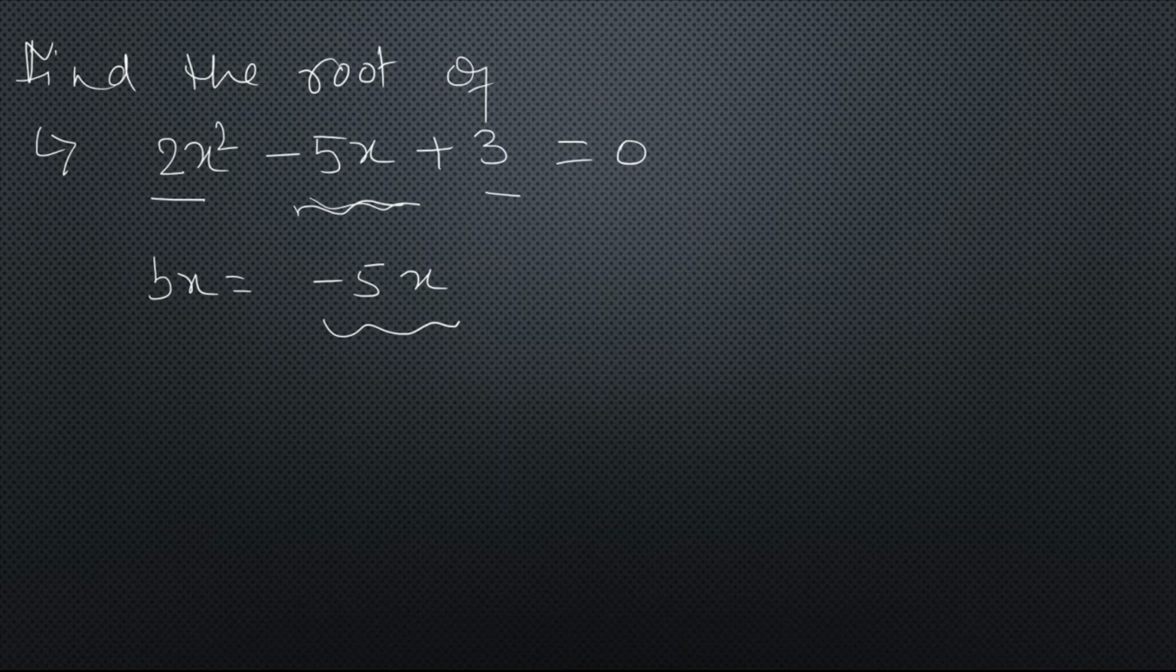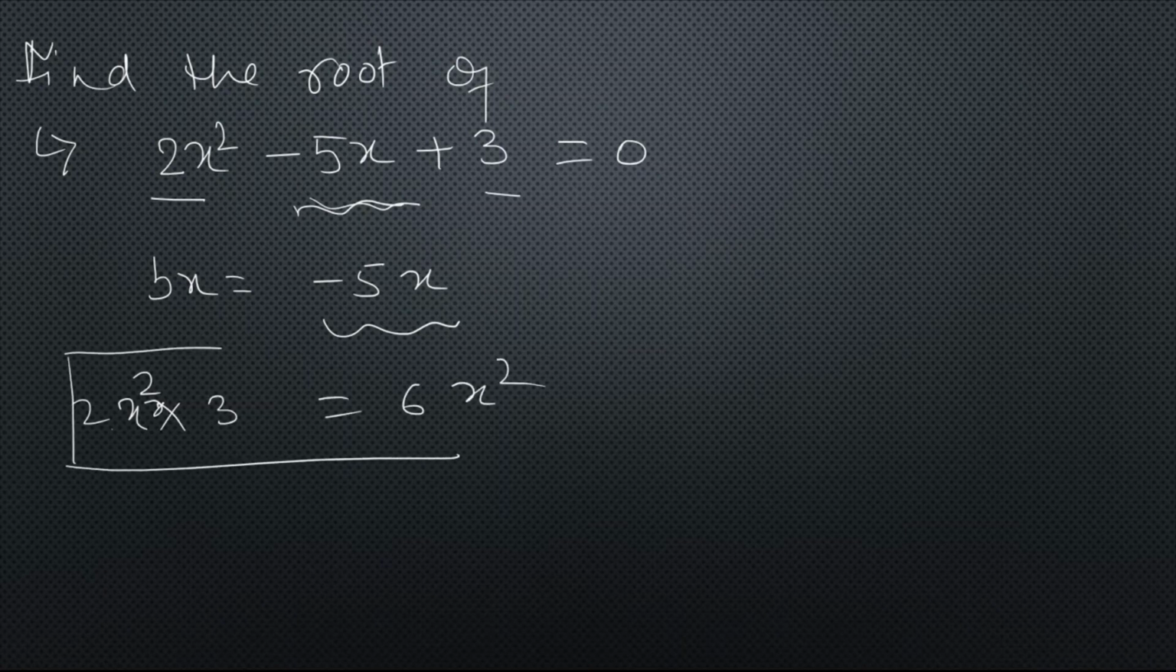2x square into 3. So first of all we see 2x square into 3 is equal to 6x square, right? Understand this properly, okay? This is very important. Otherwise, you will get confused. So, 6x square. So, we have to split minus 5x in such a way that if we try to find the product of those split terms, it should give 6x square.